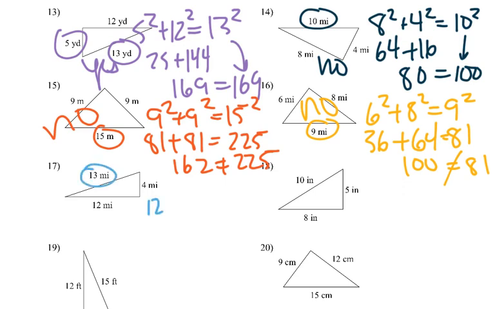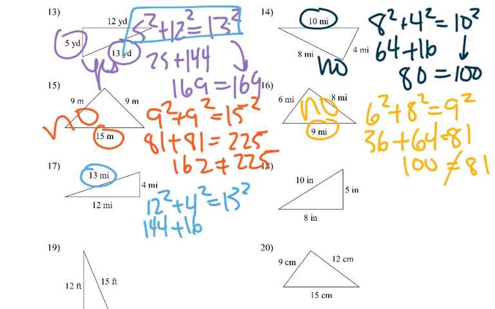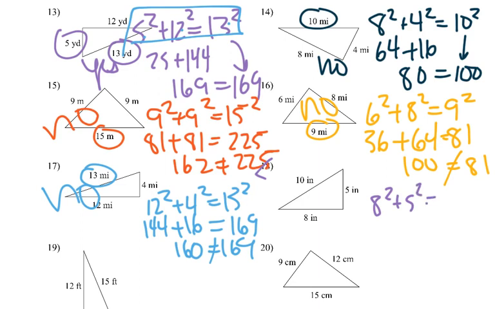17, biggest number, so 12 squared plus 4 squared is equal 13 squared. We should notice that up here we had 5 and 12 that equal 13, so most likely this isn't. If you double check it, you find out that you have 160, which does not equal 169, so no. Okay, number 18. So does 8 squared plus 5 squared equal 10 squared? So 64 plus 25, which would be 89, does not equal 100. So no again.